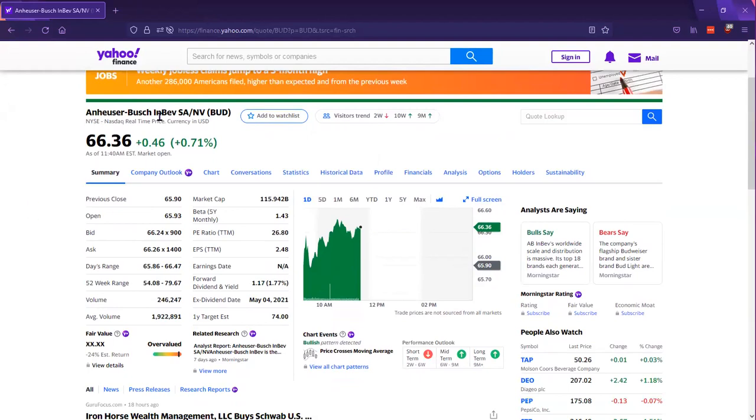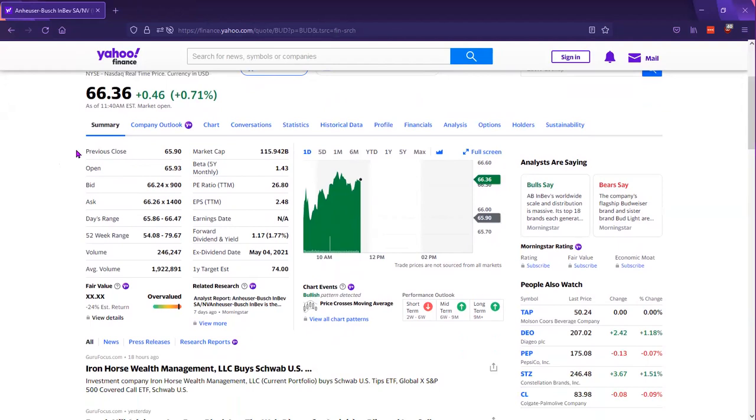So here you have the company name, the ticker, the current price, and its change. And under that, we have our summary. So the first item here we're going to talk about is the previous close. This is the stock price at the end of the last day of trading.